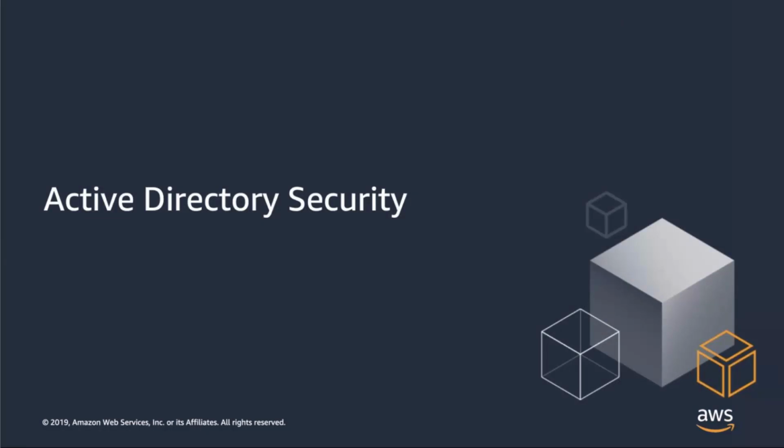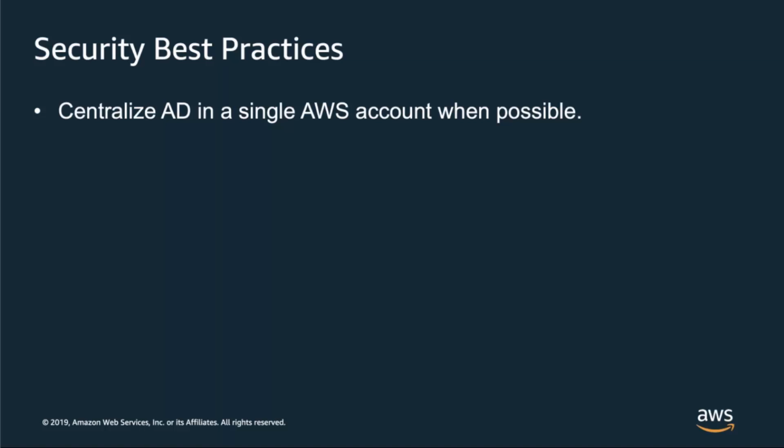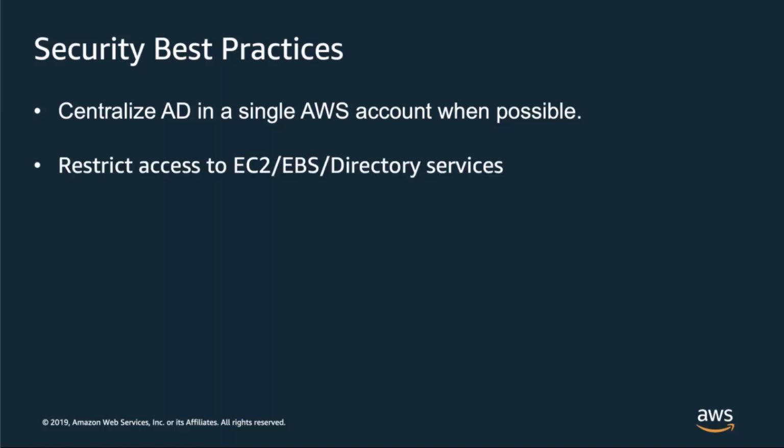All right, so let's talk about Active Directory security. What are some of the security best practices that you should follow when you're deploying Active Directory on AWS? Well, number one, centralize your AD in a single account. And we talked about why. It's easier to control access if it's in a separate account rather than trying to control access to AD from many people in a number of accounts where your business units are operating.